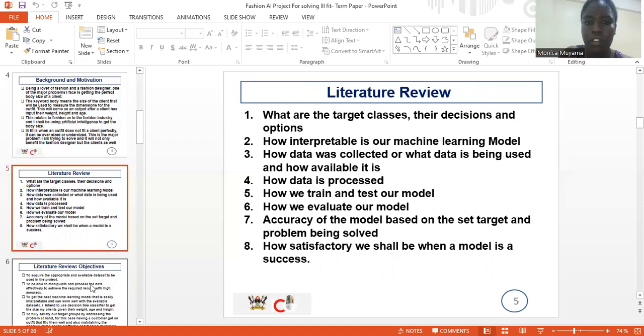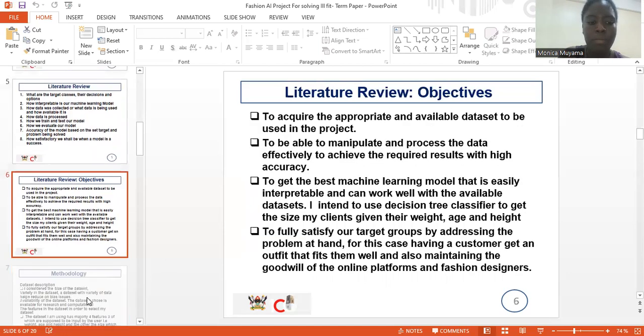The literature review, the review questions. Such questions are: what are my target classes, their decisions and options? How interpretable is our machine learning model? How was data collected, or what is being used and how is it available? How is data processed? How do we train and test our model? How do we evaluate our model? Accuracy of the model based on the set target and problems being solved. How satisfactory we shall be when the model is a success.